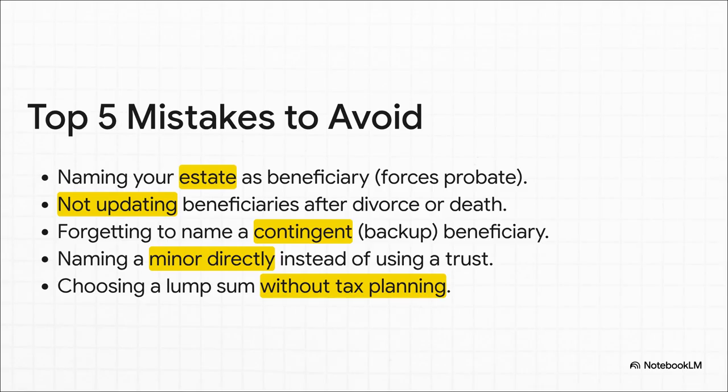Next, not updating your beneficiaries after a life event like divorce is a recipe for disaster. Forgetting to name a backup, a contingent beneficiary, is another classic. If your main heir dies before you, it's right back to probate court. And that last one, oh boy, just taking the lump sum without thinking about the tax hit is a classic mistake. It can bump your beneficiary into a way higher tax bracket and cost them a fortune.